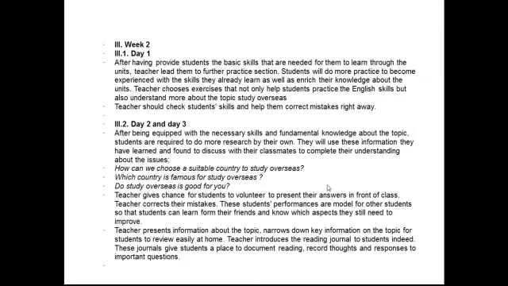In week 2, day 1, the teacher chooses exercises that not only help students practice English skills but also understand more about the topic of studying overseas. The teacher also checks students' skills and helps them correct mistakes. Then day 2 and day 3 in week 2.